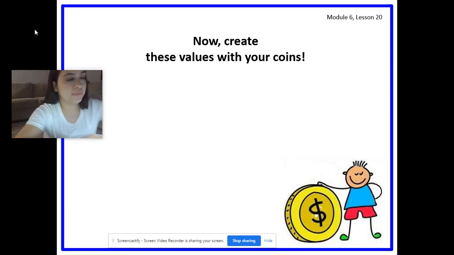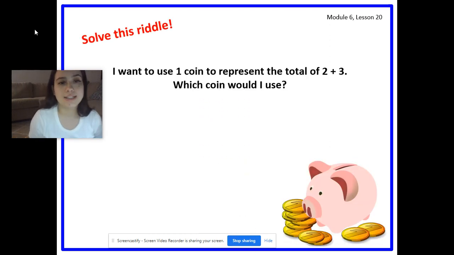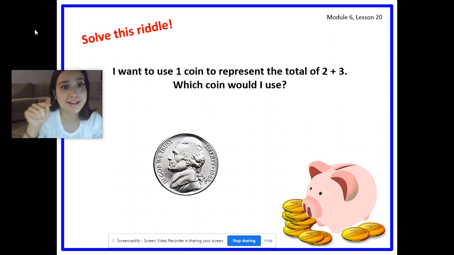With this riddle. And it says, oh, we already created the value of these coins. It says, I want to use 1 coin to represent the total of 2 plus 3. Which coin would I use? Think about your answer. Get ready. You should have said a nickel because 2 plus 3 is what, boys and girls? Get ready. 5. And a nickel is worth 5 cents. So if you solve the riddle, give yourself 1 brain kiss.